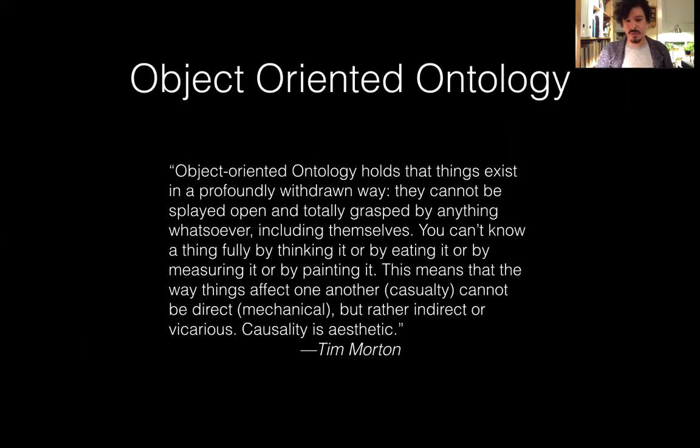Yeah, so this is Tim Morton talking about it. And really a takeaway here is that object-oriented ontology holds that things exist in a profoundly withdrawn way. They cannot be splayed open in mental rational grasping, right? By anything, including themselves. You can't know a thing fully by thinking it or eating it or by measuring it or by painting it. This means that the way things affect one another cannot be direct, mechanical, but rather indirect or vicarious. Causality is aesthetic.